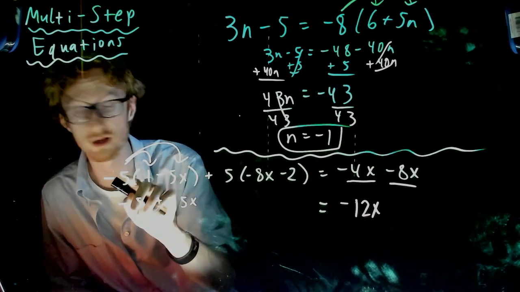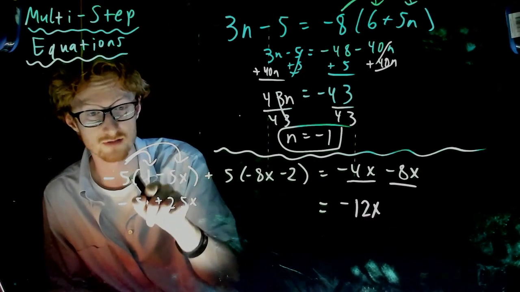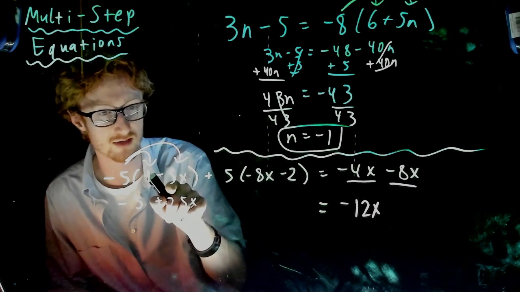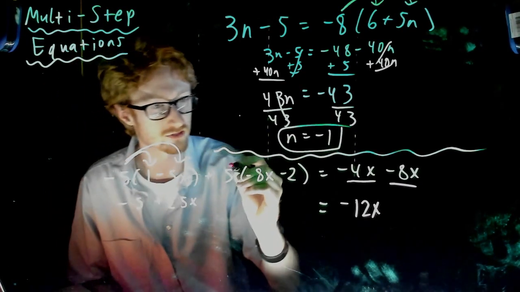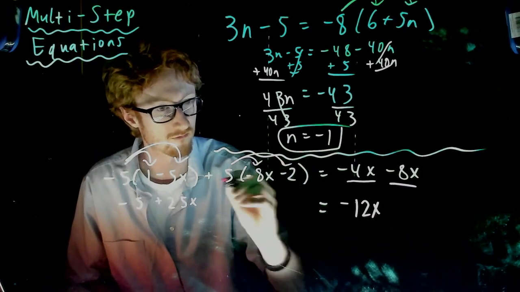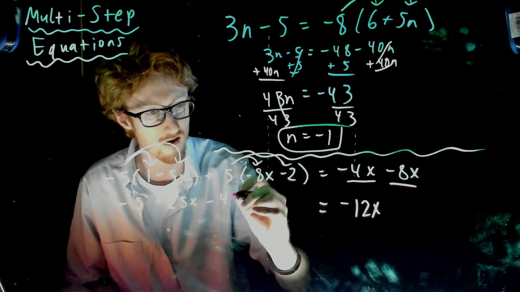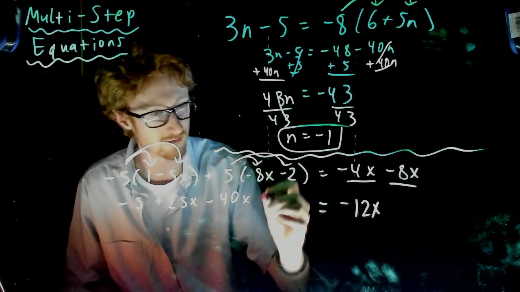Because remember, what I'm doing when I'm distributing is I'm multiplying. So negative 5 times 1 is negative 5. Negative 5 times negative 5x is 25x. Let's do the same thing with this little 5 right here. 5 times negative 8x is negative 40x. Then 5 times negative 2 is negative 10.